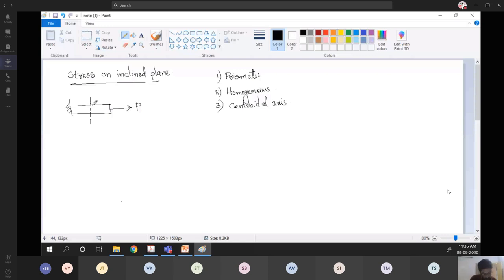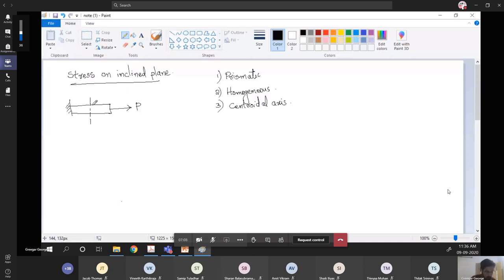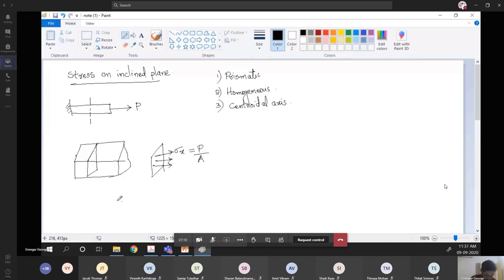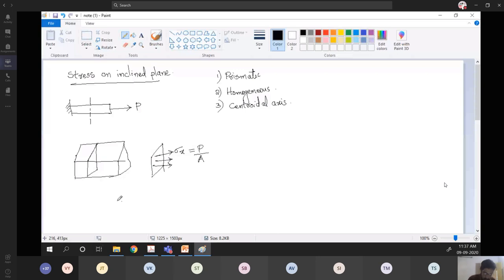So now what we are going to do here is, instead of considering this cross sectional plane, we consider a cross sectional plane inclined at some angle. I'm badly drawing these figures. I will consider a 2D structure instead of the 3D structure, which will be easy for me. So this is my inclined section here.